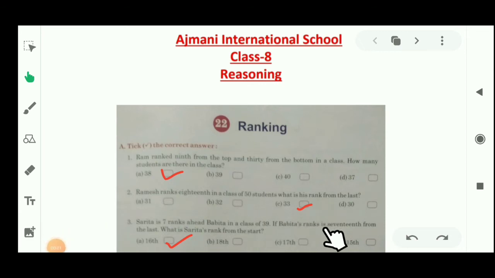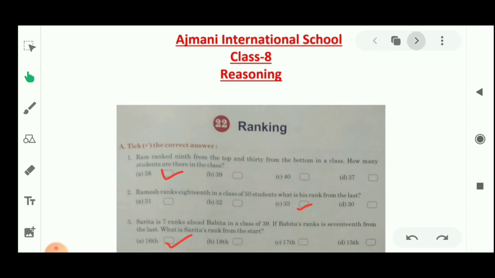Now students, let's see the question number 3, that is: Sarita is 7 ranks ahead of Babita in a class of 39. If Babita's rank is 17th from the last, what is Sarita's rank from the start? Let's see the solution. Babita is 17th from the last and Sarita is 7 ranks ahead of Babita. That means Sarita is 24th from the last. So the number of students ahead of Sarita in rank is 39 minus 24 plus 1. So the answer of this question is 16, means option number A.